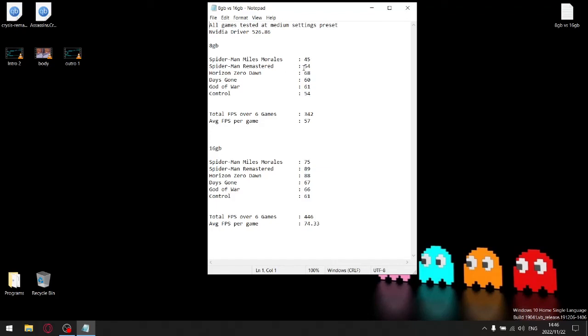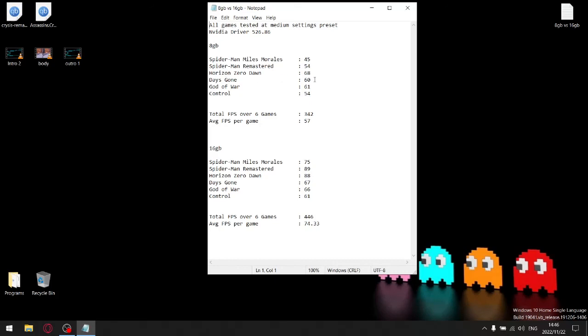Spider-Man Remastered, the benchmark I did for 8 gigs, I got 54 FPS, and then I got 89 FPS for 16 gigs. So as you can see, there's a 35 FPS difference right there. Horizon Zero Dawn, I just did the straight up in-game benchmark, and for 8 gigs I got 68 FPS, and then for 16 gigs I got 88 FPS.